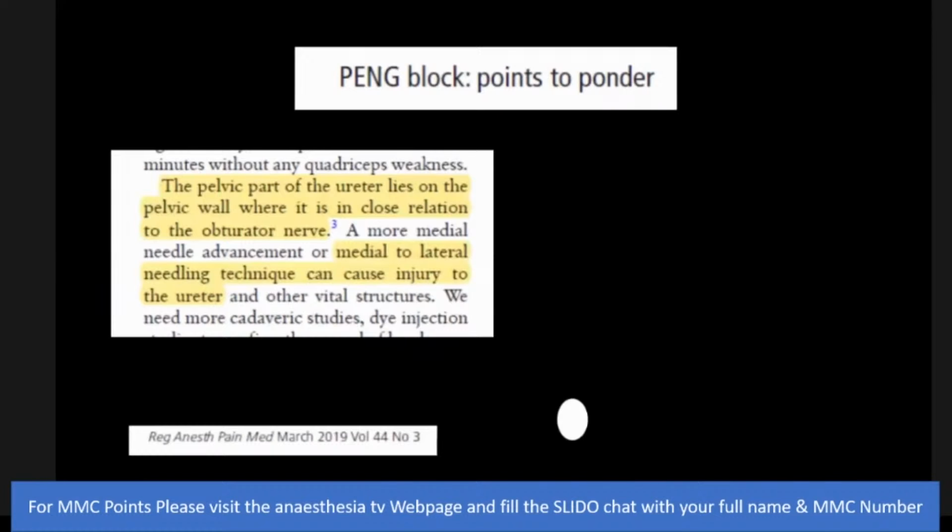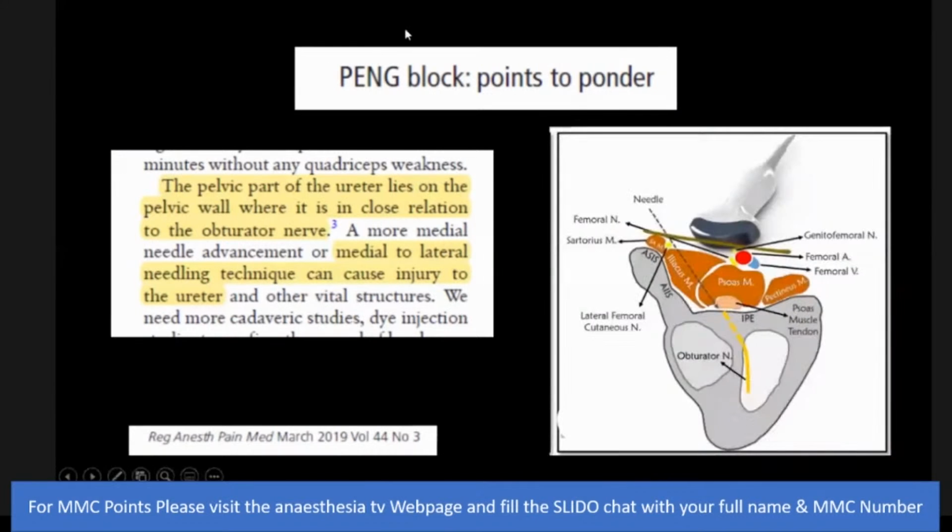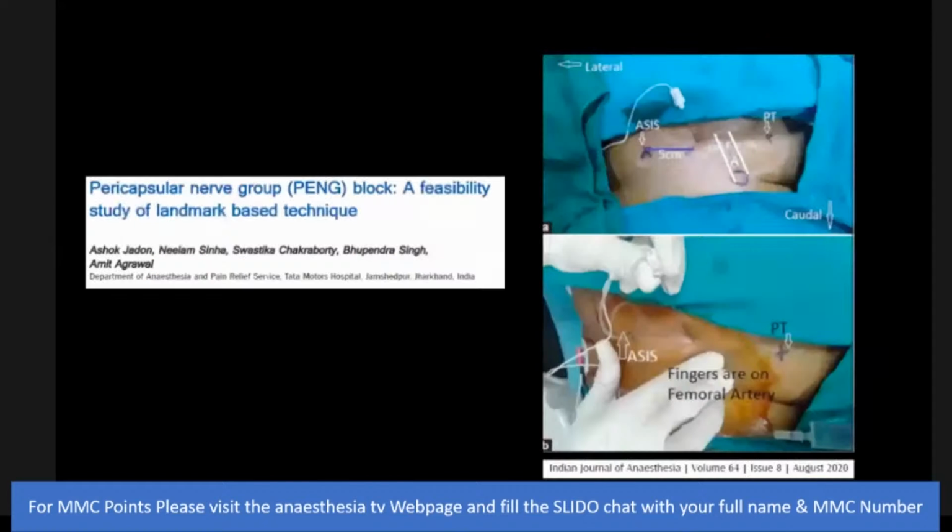Another word of caution. The pelvic part of the ureter lies on the pelvic wall, where it is in close relation to the obturator nerve. So a more medial placement of the needle, or a medial to lateral needling technique, can cause injury to the ureter. Care should also be taken not to make needle entry too close to the ASIS, as it can cause injury to the lateral femoral cutaneous nerve that lies near the sartorius muscle.